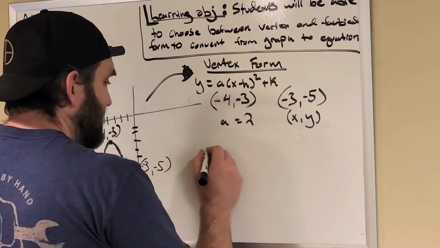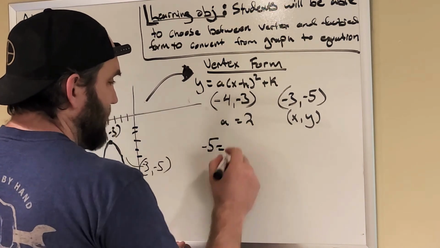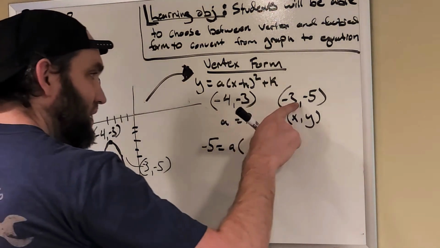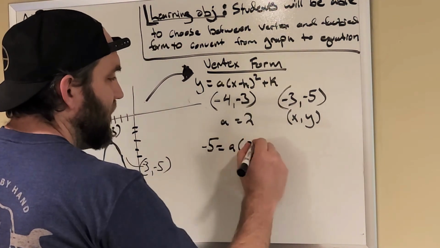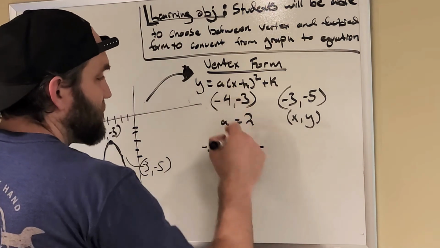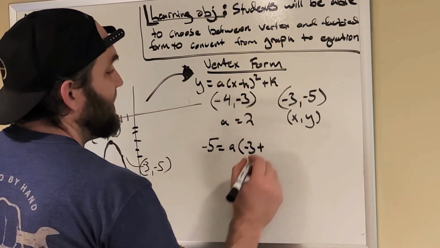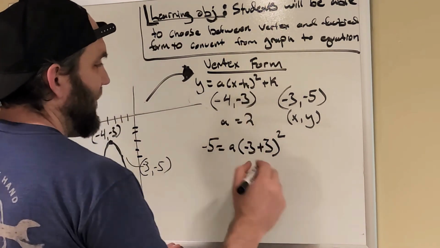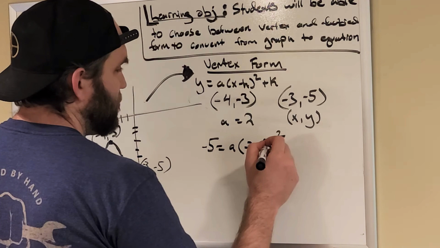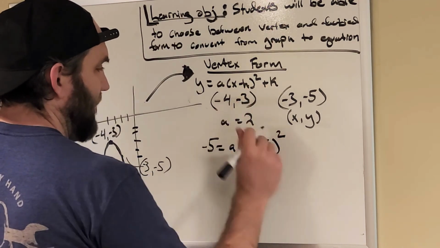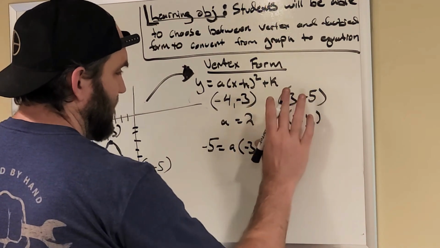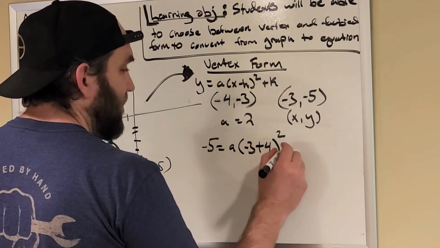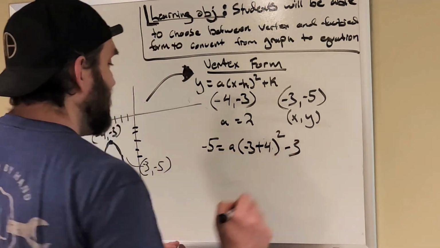So y, as I said, -5 equals a, I do not know, so I'm just going to keep that as an a, times x, -3, minus h, which is -4, so minus a negative, we're adding, plus 4, squared, minus k, which is minus 3. There we go.